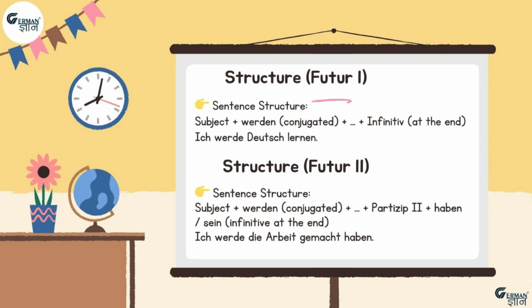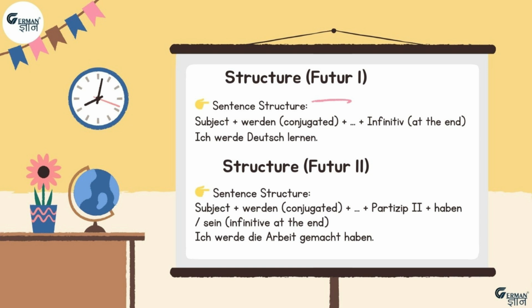Now the sentence structure of future 1 and future 2. For future 1, the sentence structure is we write the subject, then we write werden, which is conjugated according to the subject, then we write the rest of the sentence, and at the end of the sentence goes your action verb in the infinitive form.